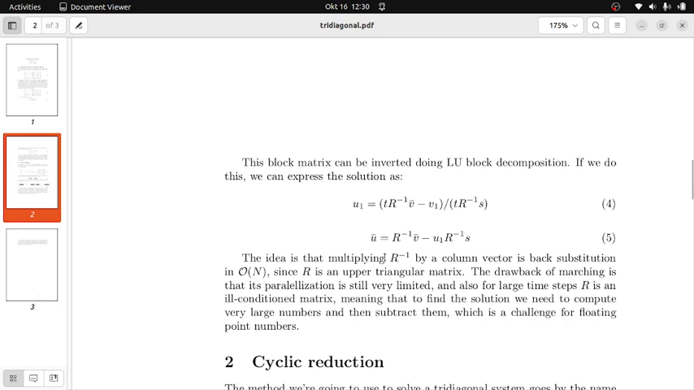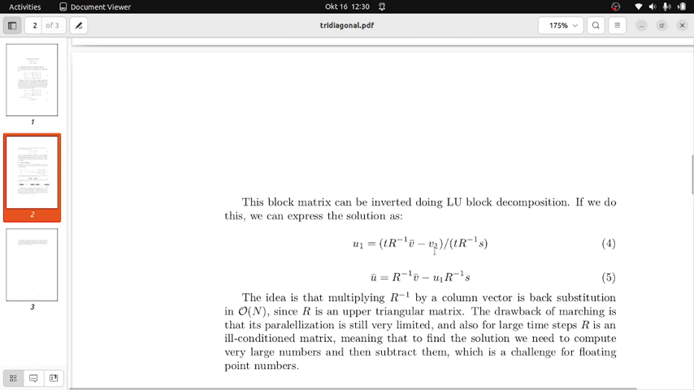And then you only need to evaluate R minus 1 at the V bar vector, which is V2 up to Vn minus 1. And R minus 1 s is another column vector that's also easy, right? And the whole idea of this method is that when you evaluate R minus 1 applied to s, this can be done with just back substitution, right? And back substitution for an upper triangular matrix which is banded is just O(n), right?